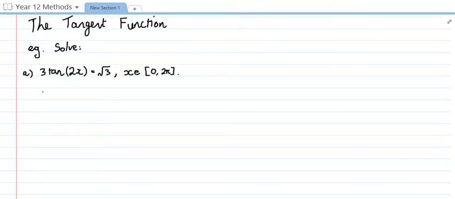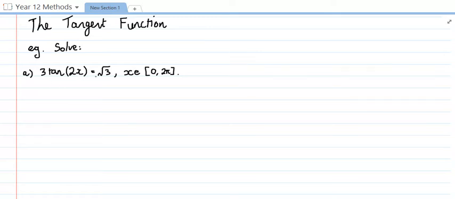Hey everyone, I'm just going to get to work on doing the exercises relating to the tangent function. This one, I'm going to actually do in reverse order. So I'm going to start off by solving the equations, and I'm going to work back to actually doing the graphs afterwards, because I think that to be able to sketch the graph, it's really important to be able to solve the equations first.